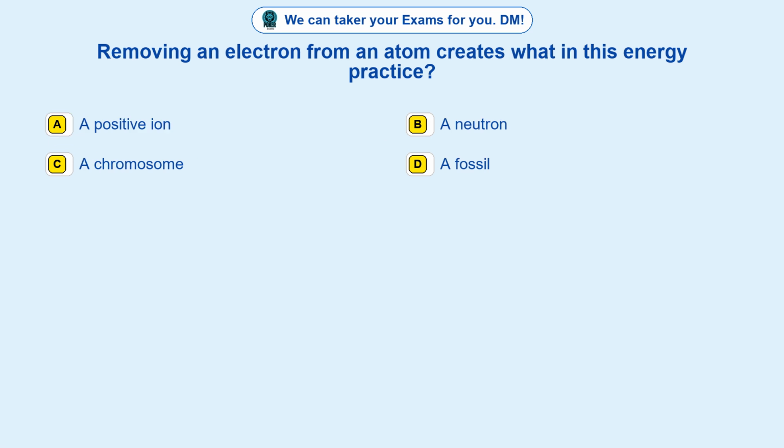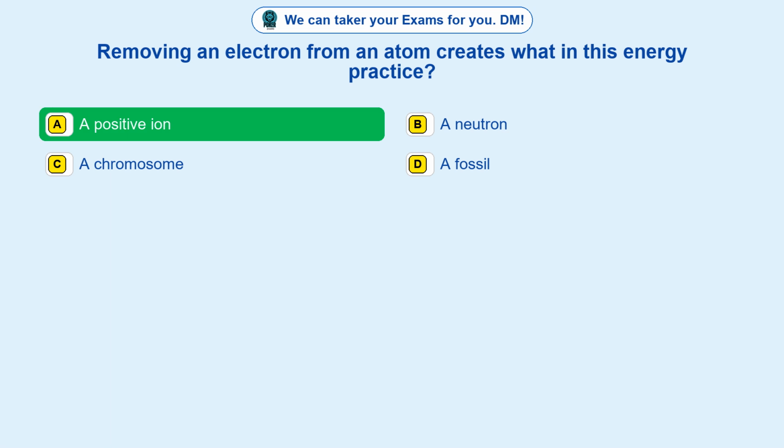Question 49. Removing an electron from an atom creates what in this energy practice? Option A. A positive ion. Option B. A neutron. Option C. A chromosome. Option D. A fossil. The correct answer is option A.